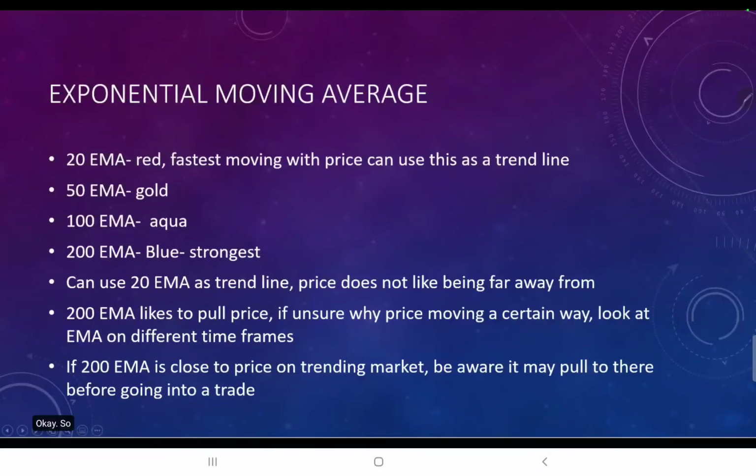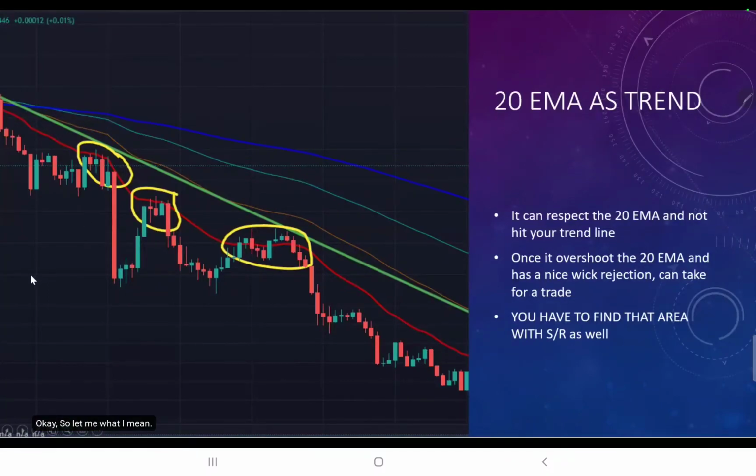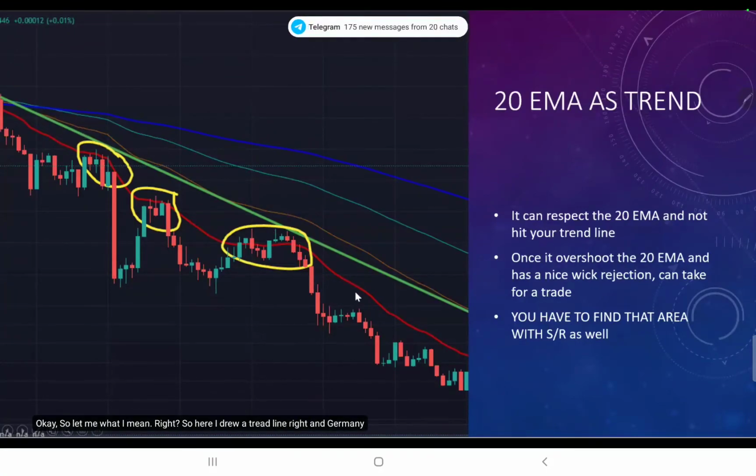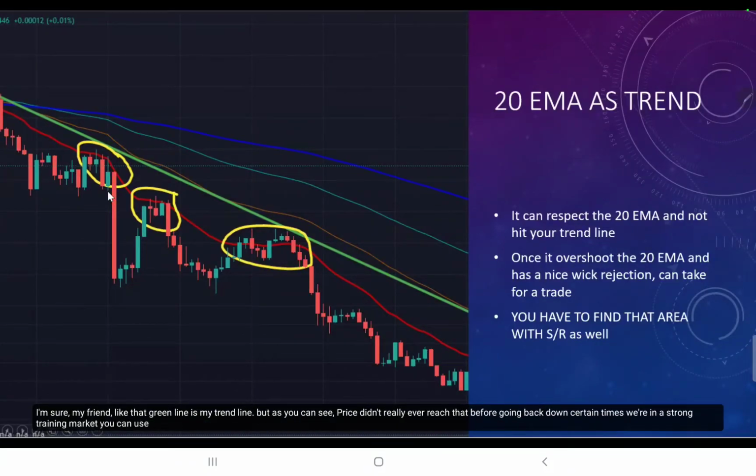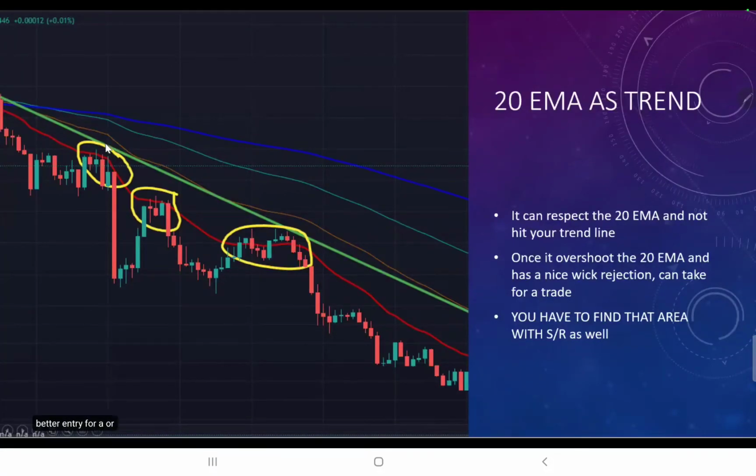So let me show you what I mean. All right. So here I drew a trend line, right? That green line is my trend line. But as you can see, price didn't really ever reach that before going back down. Certain times when we're in a strong trending market, you can use that 20 EMA as a better, I guess a more aggressive, entry than a trend line. See how it overshot, then it sank. Came up, overshot, then it sank.